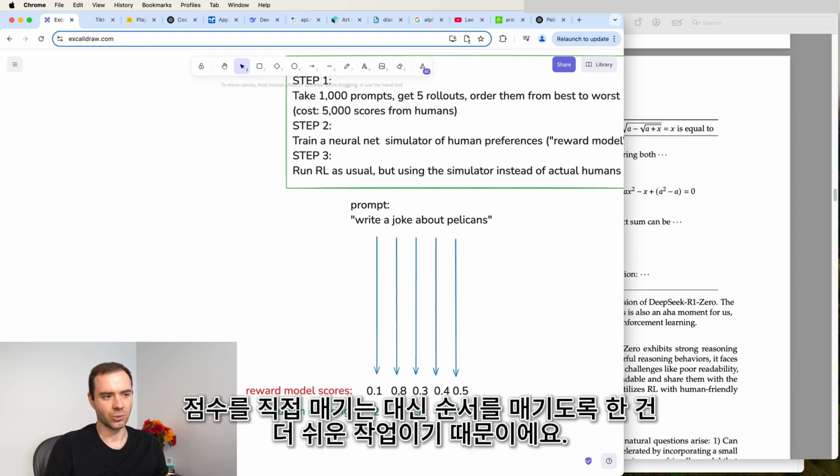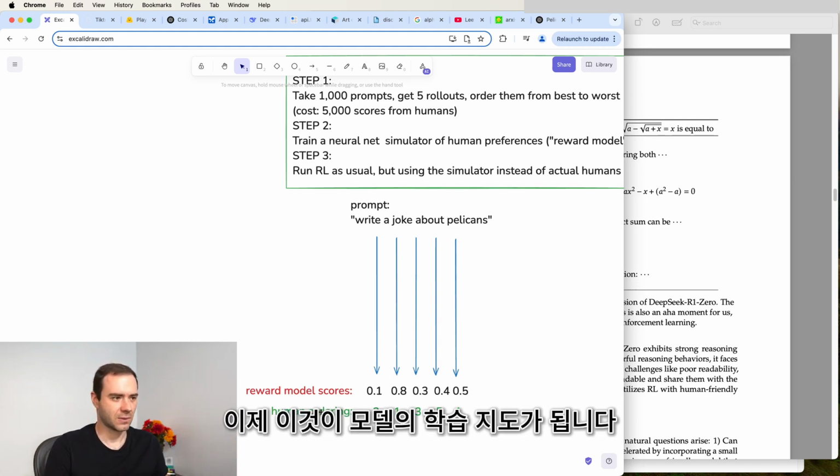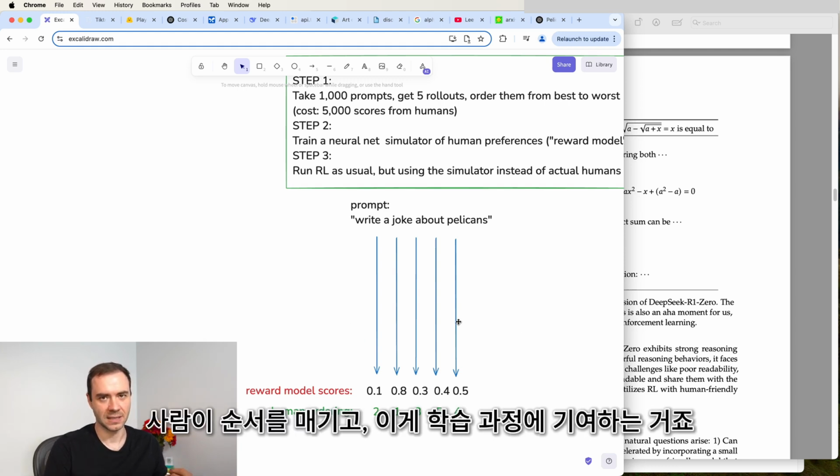We're asking humans to order instead of give scores directly because it's a bit of an easier task. It's easier for a human to give an ordering than to give precise scores. Now, that is the supervision for the model. So the human has ordered them, and that is their contribution to the training process.